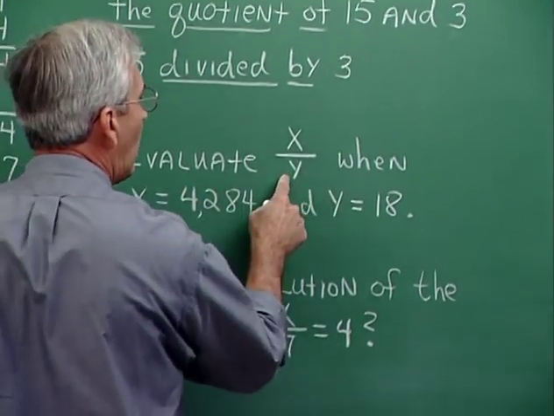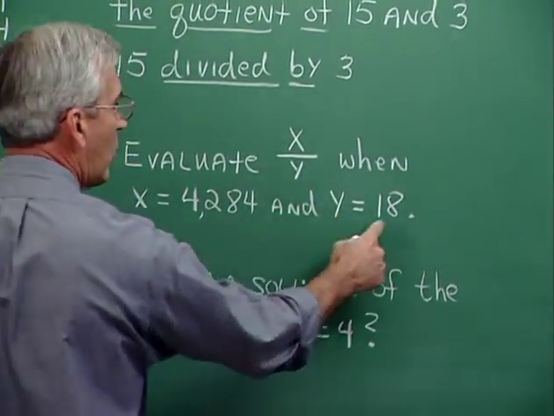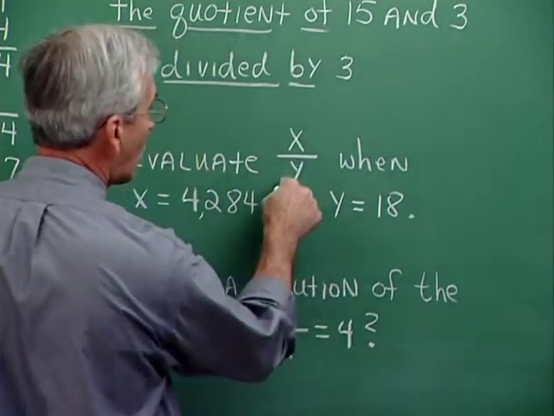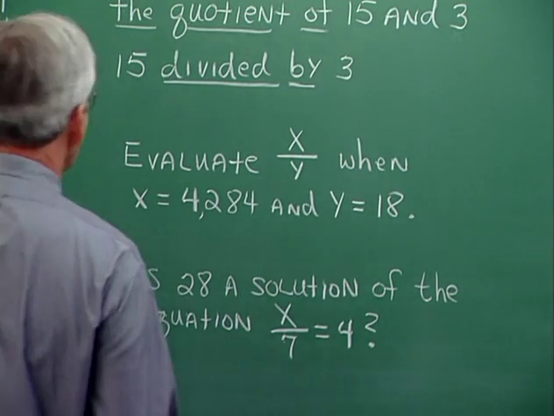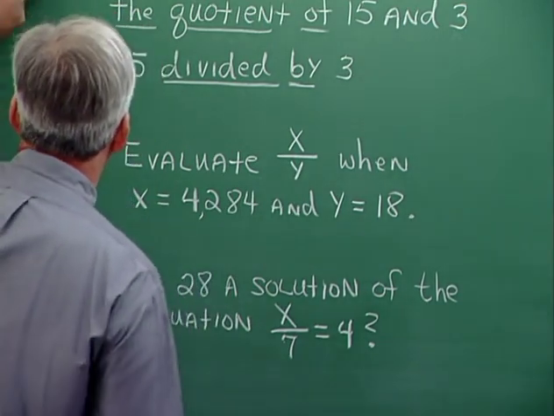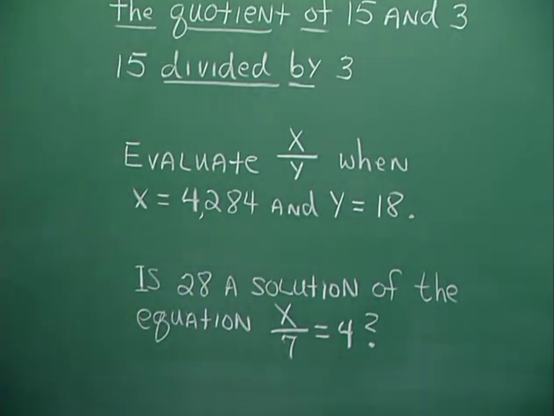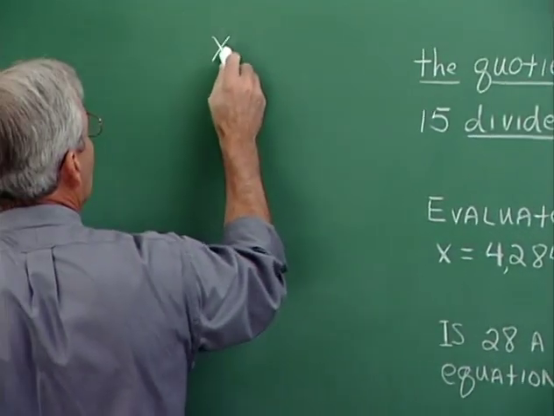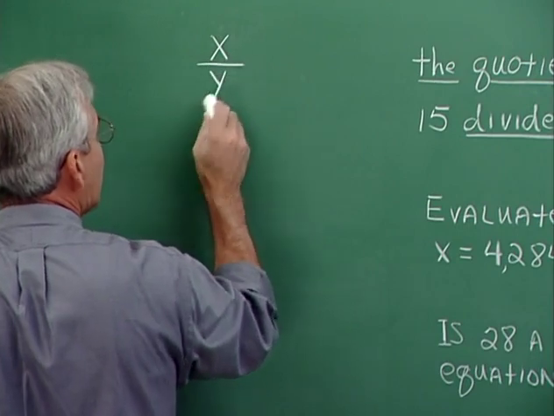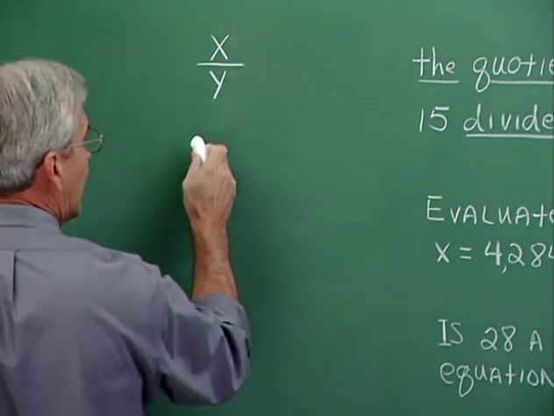Evaluate x over y when x is this number and y is 18. Now, x over y means x divided by y. So that's all we're doing here, going through the division. I'll go through the evaluation over here. Now, remember, we write down the expression being evaluated. We replace letters with numbers.